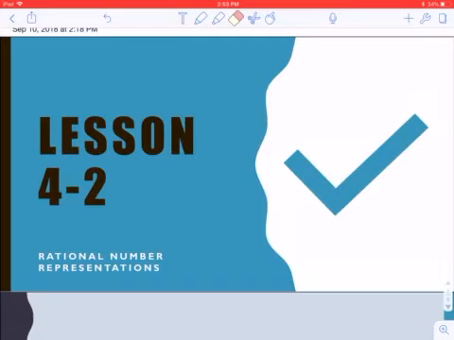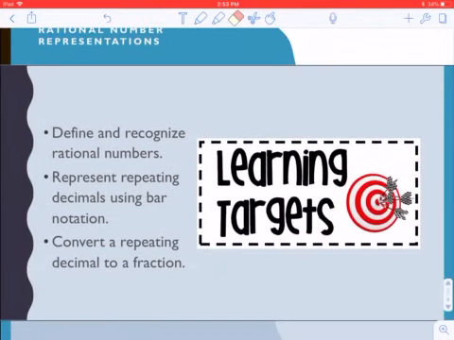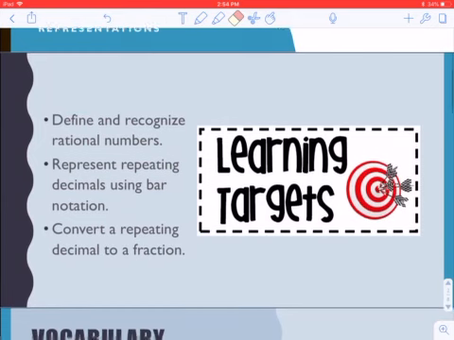Lesson 4.2 is on rational number representations. The learning targets are to define and recognize rational numbers, represent repeating decimals using bar notation, and convert a repeating decimal to a fraction.